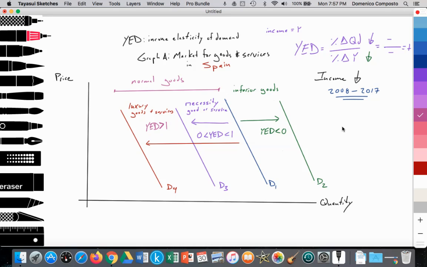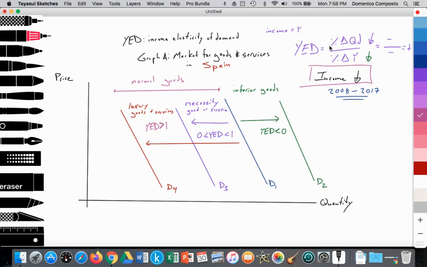So let's go ahead and analyze this as we would for a paper exam. As can be seen, we have a model, a graph illustrating the market for goods and services in Spain, labeled graph A. We're measuring the quantity of goods demanded on the x-axis and the price of those goods on the y-axis. And there is a third variable that we're taking into account, and that is income. And we're going to assume that income is falling from 2008 to 2017. That's GNI per capita income for Spain.